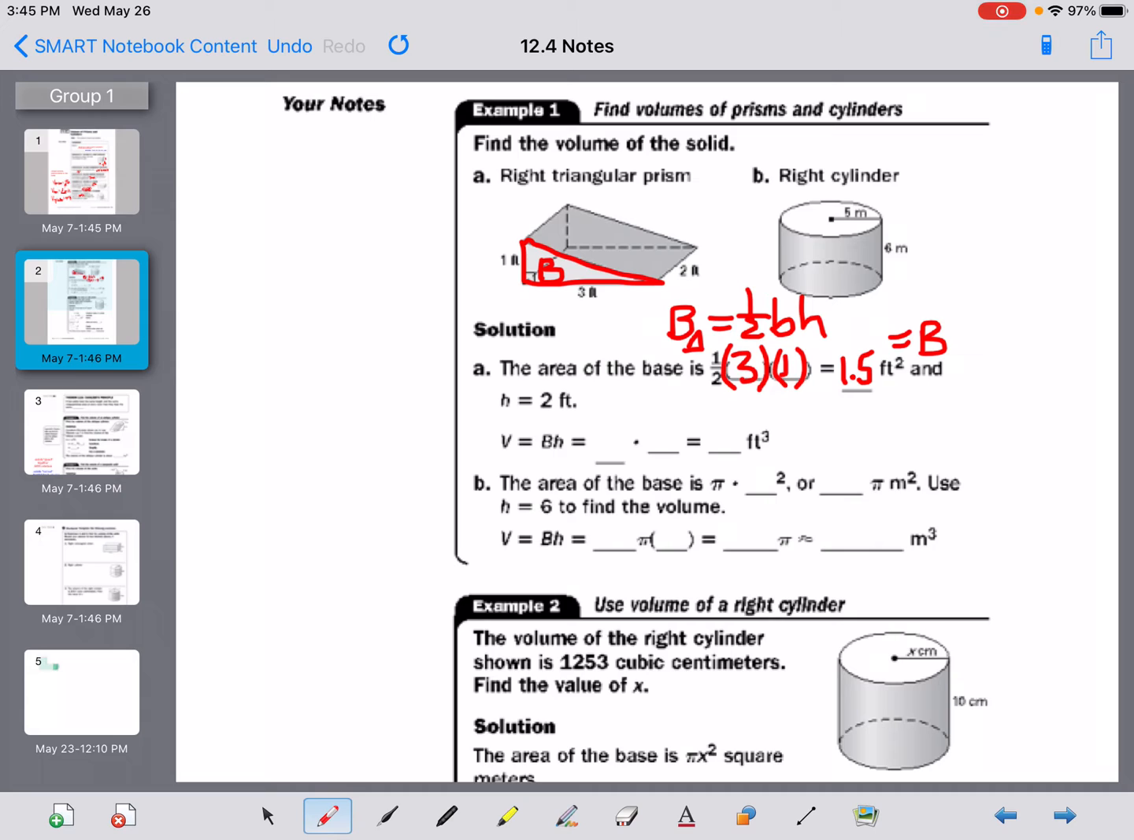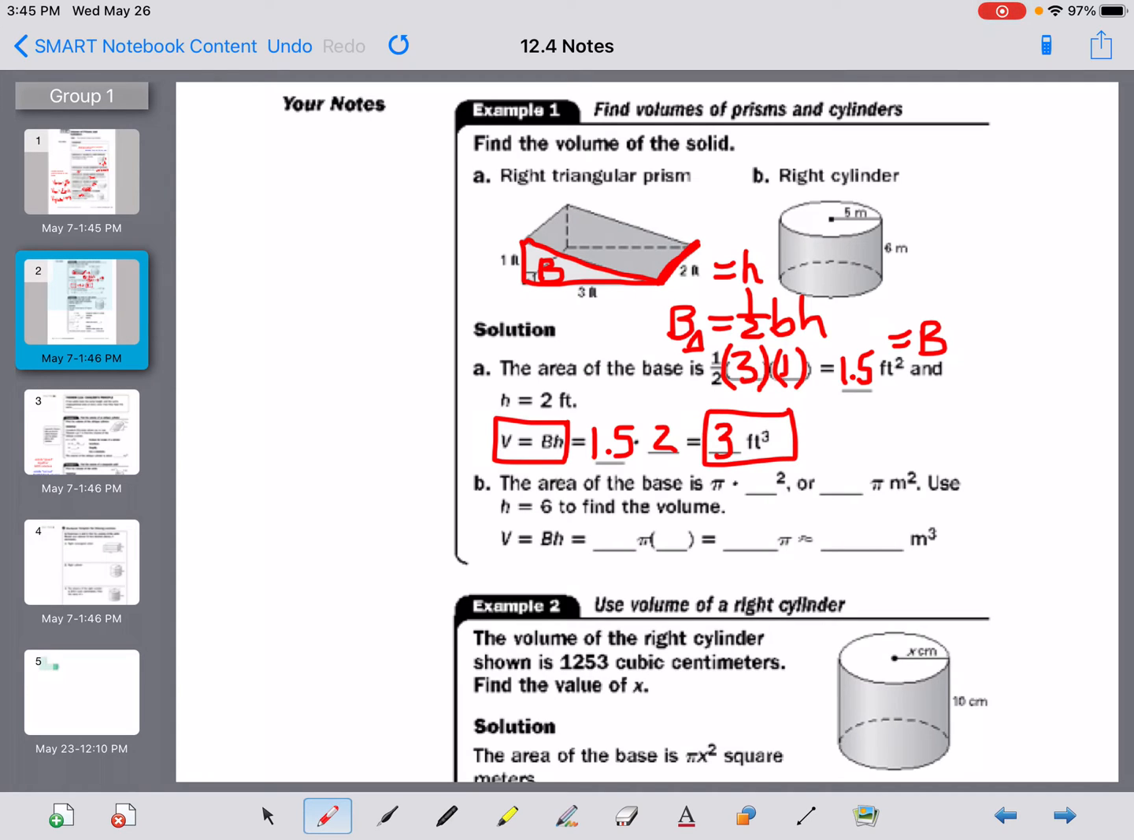Okay, so when I look at volume equals big B times h, my big B right now is 1.5. My height is from base to base, right? That's between bases. This is my prism's height. That's a different h from my base's height, okay? So this h is the height of the prism from base to base, and in this case, it's a 2. So I do big B, which is 1.5 times 2, and I get 3. My units were feet, and it's feet cubed.